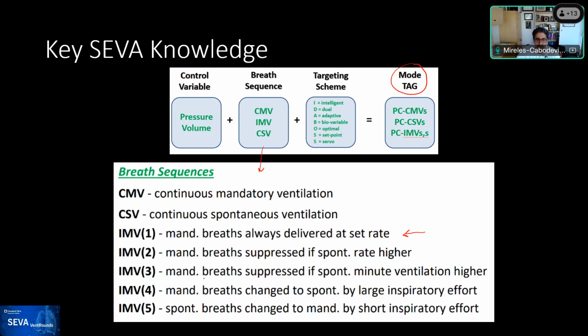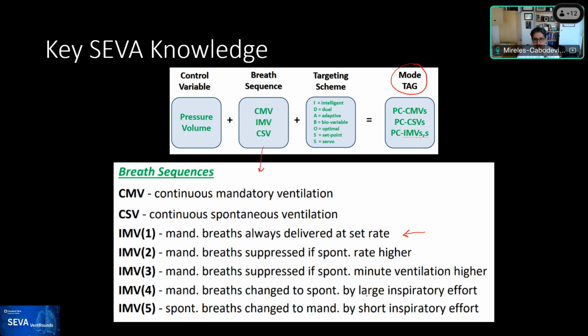In IMV type 3, the mandatory breaths are only suppressed if you have reached a spontaneous minute ventilation that is higher than what you have programmed on the ventilator. So if the patient is breathing spontaneously, but not reaching the minute ventilation, it will give mandatory breaths to get you to that level.